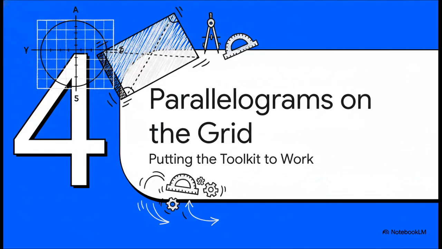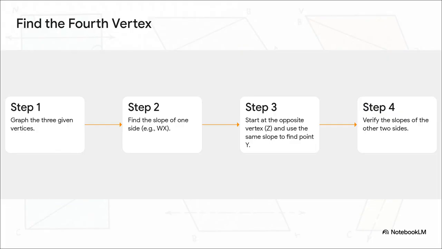So now it's time for the ultimate test. Let's take our new toolkit and put it to work on a coordinate grid. This is where all these abstract rules become really powerful problem-solving tools. So imagine this. You're given 3 corners of a parallelogram on a graph. How in the world do you find the exact location of that 4th missing corner? Well, the answer is in the very first rule we learned.